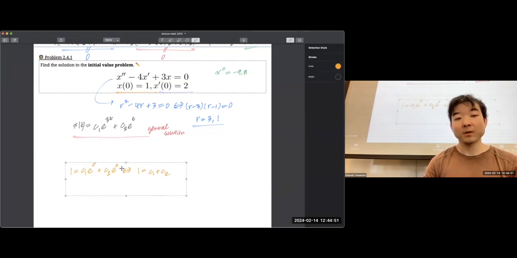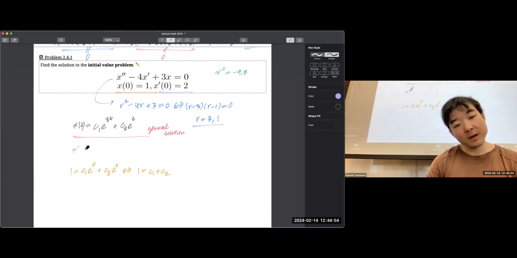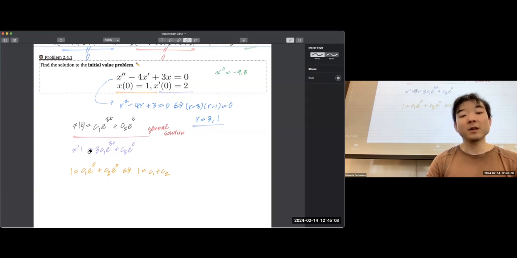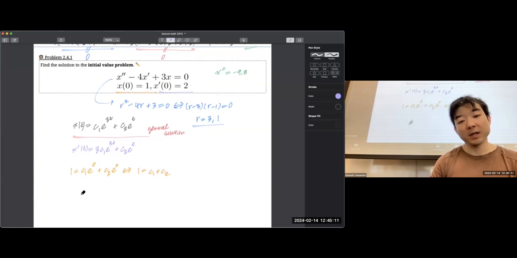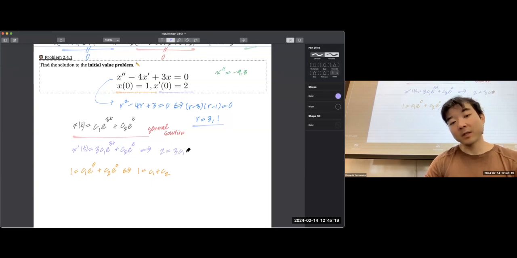So I'll just bring this down and say, okay, what's x prime of t? X prime of t is going to be 3c1 e to the 3t, because of the chain rule, pull the 3 down, plus c2 e to the t. That's just the derivative. We need the derivative because we're going to plug this initial condition in. So from this statement, the derivative is equal to 2 whenever t is equal to 0. And this is going to give us 2 is equal to 3c1 plus c2.